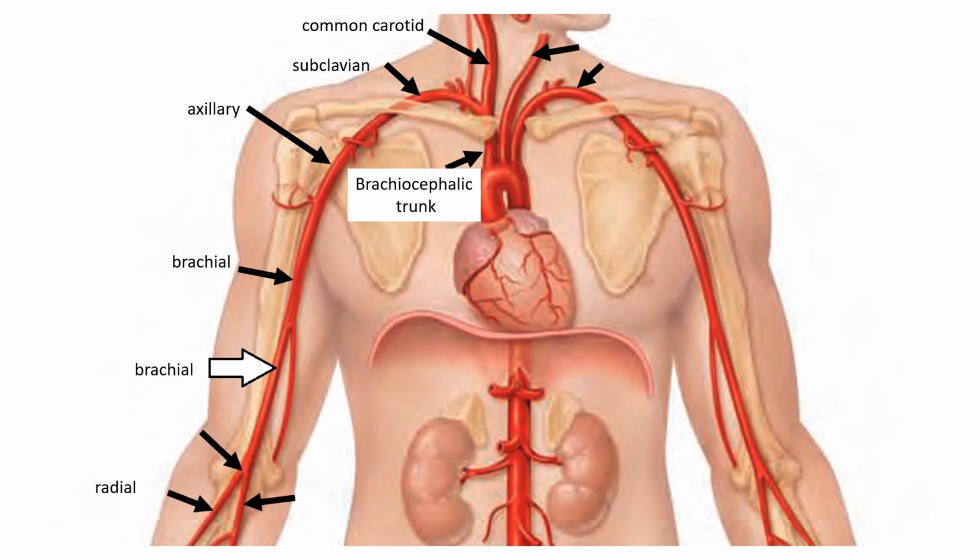And this is the continuation of the brachial artery. On the left side, we can see that the common carotid and the subclavian, they arise on their own from the arch of the aorta.